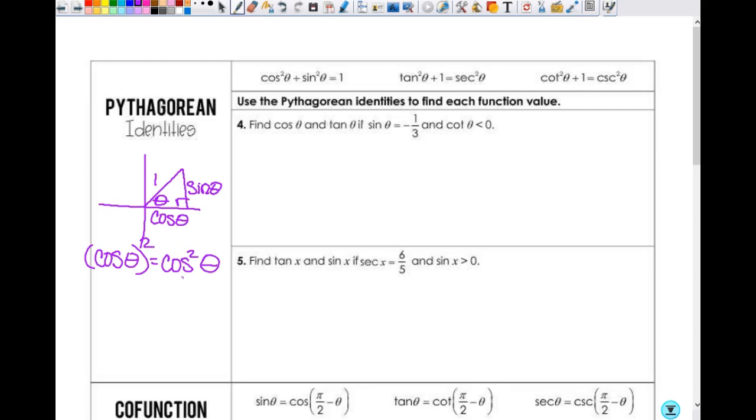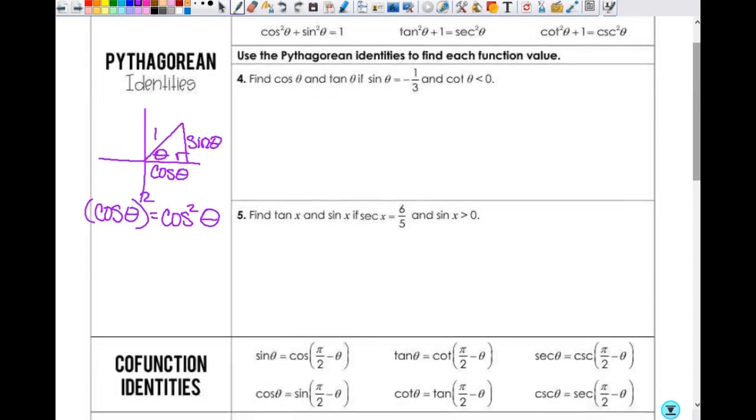Okay, so this says use Pythagorean identities because, again, once we get halfway through one of these, there'll be another way we could do it, but it's specifically telling me to do it this way. So it says to find cosine and tangent, I want both of these, if sine of theta is negative 1/3 and cotangent is less than 0.